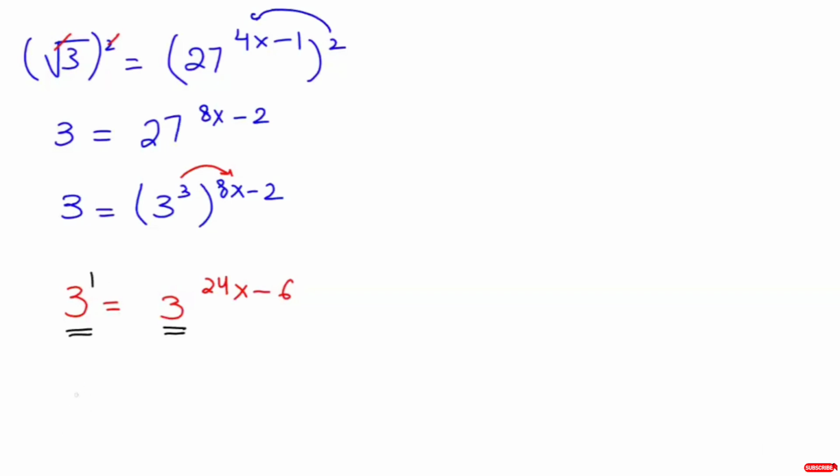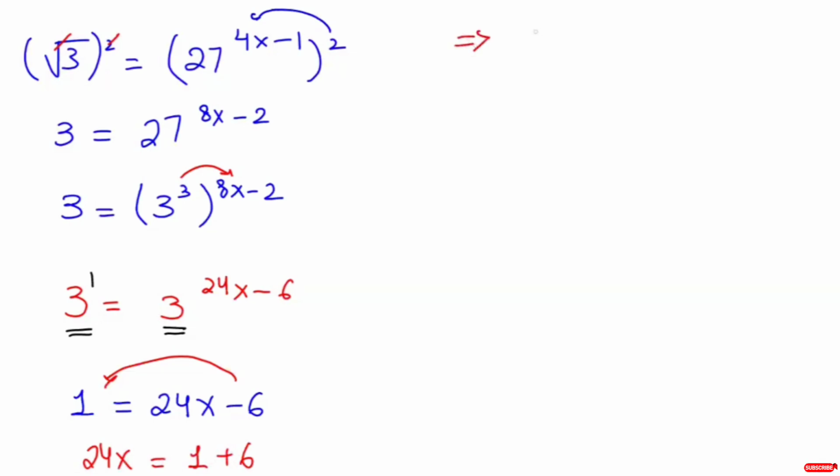So this will turn to 1 = 24x − 6. Now next I'm going to take this negative 6 to the left hand side. 24x = 1 + 6, and this will be 24x = 7.